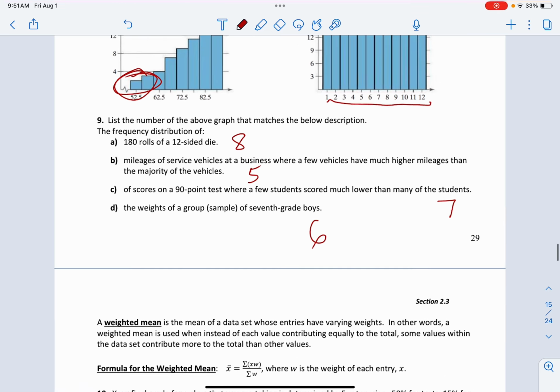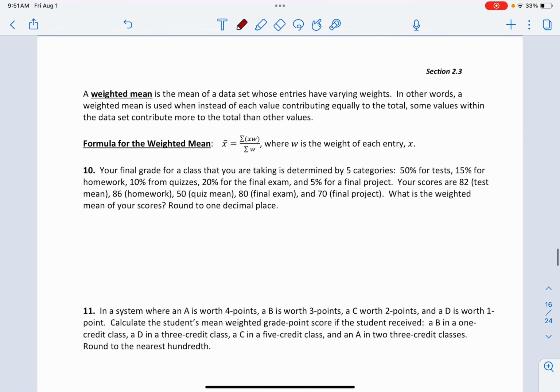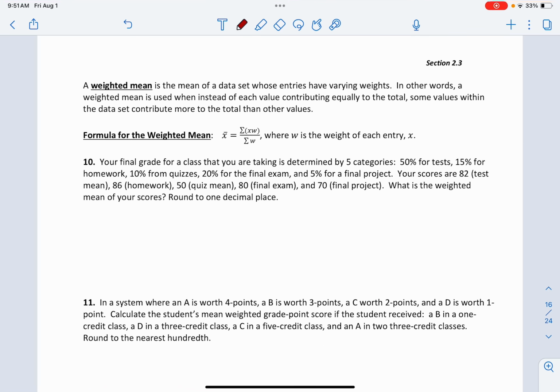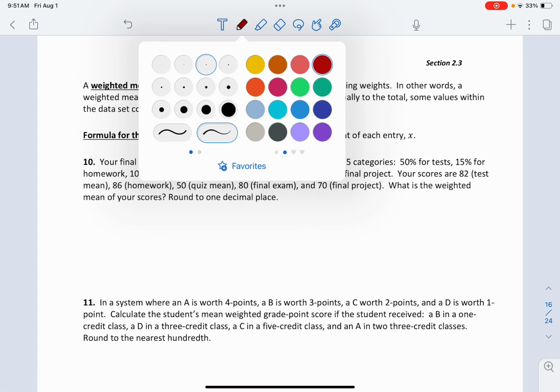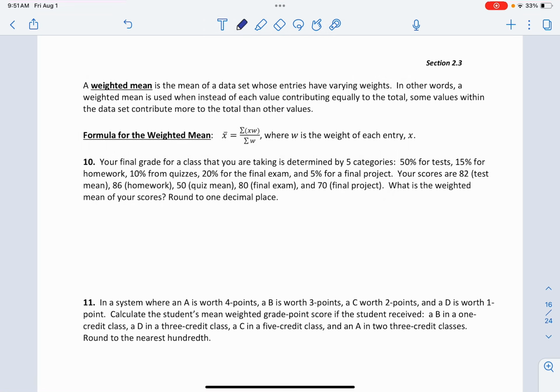Okay, there we go. The final thing we're going to do is look at some special types of means. And the first one is a weighted mean. Let's go back to blue here. There's a formula for it. Whoa, look at that formula. All right, we'll break it down. But really that's just saying multiply x's and w's, where w's are the weights, sum them up, and then divide by the sum of the weights.